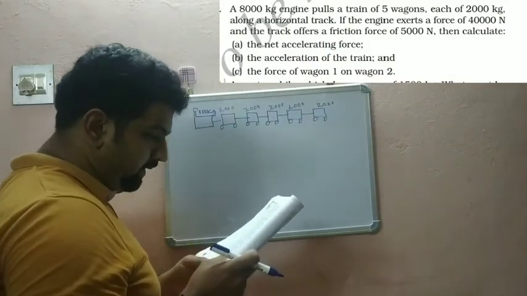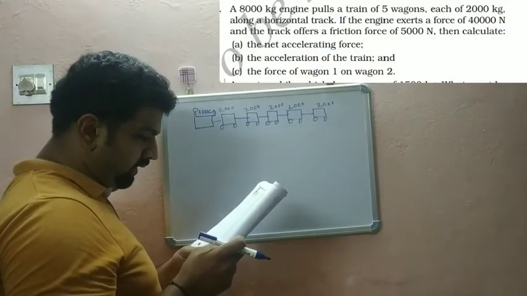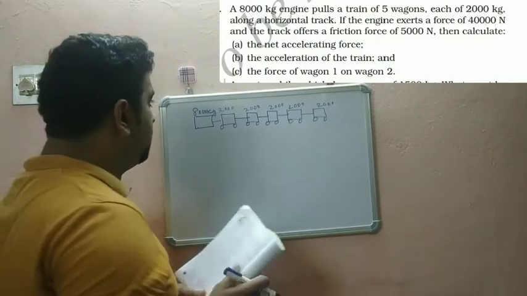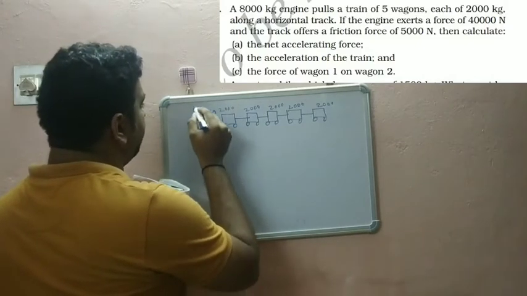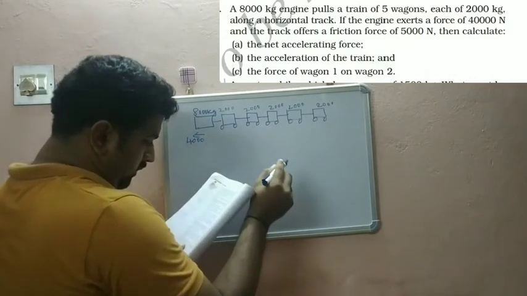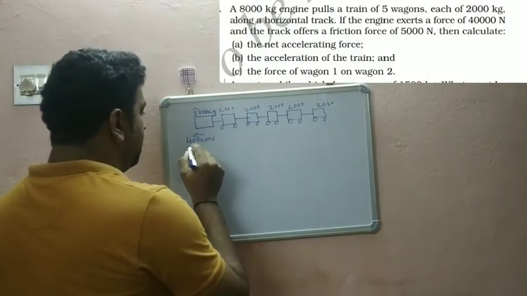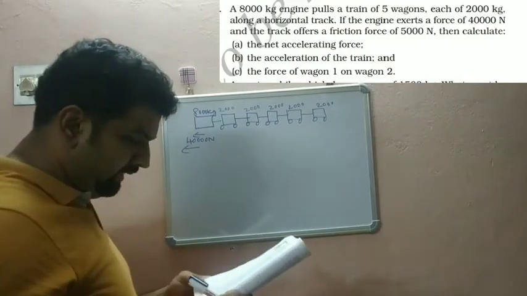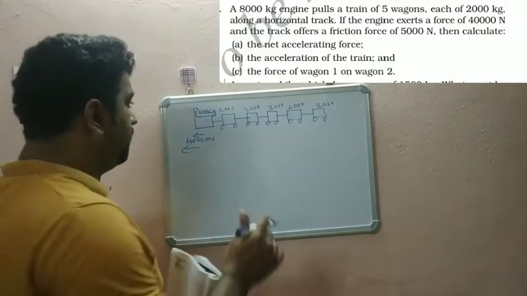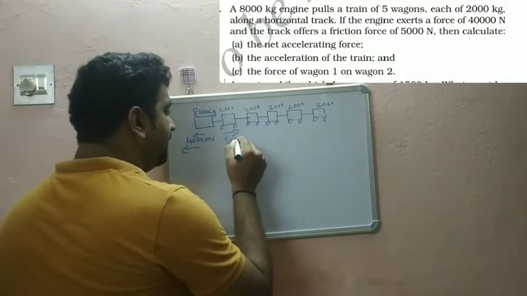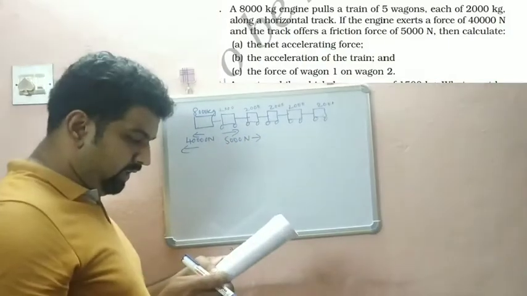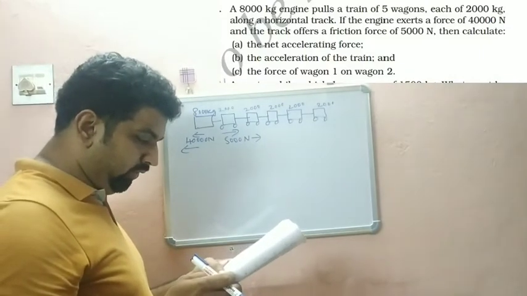Fine. Then what they are saying? Then they are saying traveling on a horizontal track. If the engine exerts a force of 40,000 newtons, so this engine exerts a force of 40,000 Newton, this side, and the track offers a friction of 5,000 newtons. So 5,000 Newton force is exerted by the track. Find the net force, acceleration of the train, and force of wagon 1 on wagon 2.